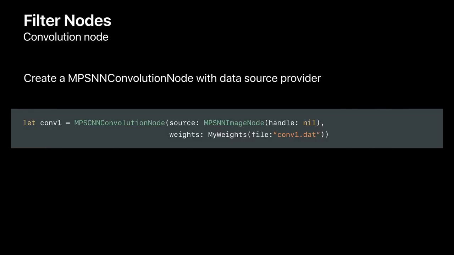And now let's take a look at how you can use the new Graph API. So this is the code for creating a convolution node using the Graph API. It takes an image as source, and it also has weights. So let's talk about weights for a minute.